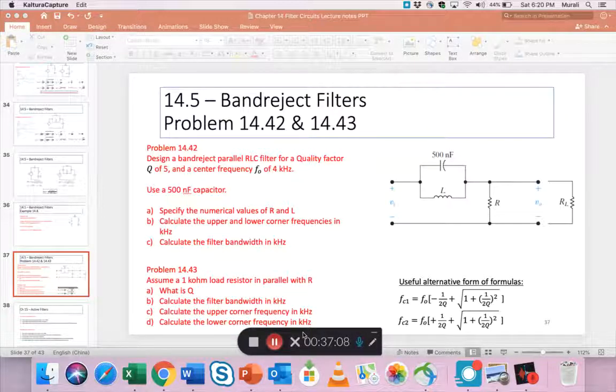All that is happening is a load resistance in parallel, so a 1K ohm resistance, has been now introduced in parallel to R. Okay, so this is not a series source resistance anymore, but we come back to having a parallel load resistance. And so how to handle that is what we need to address in 1443.